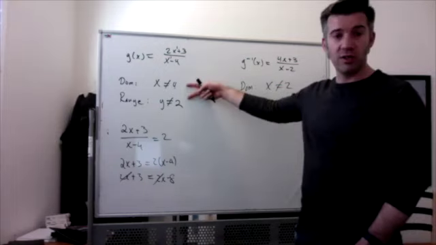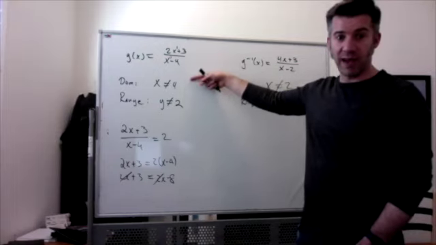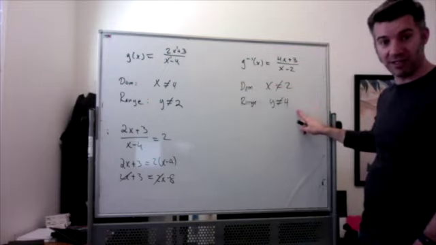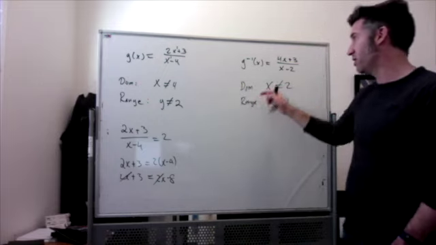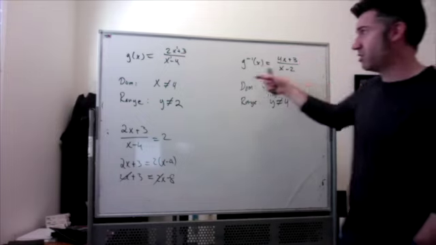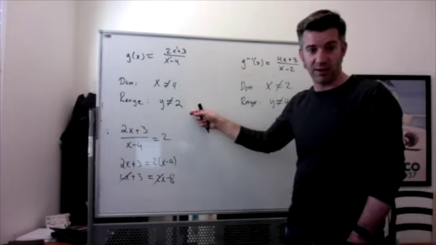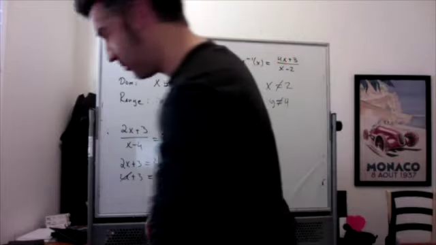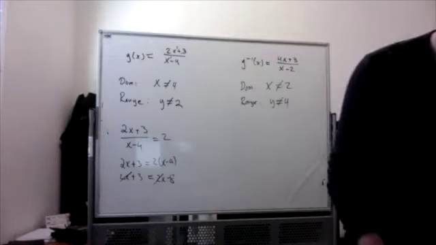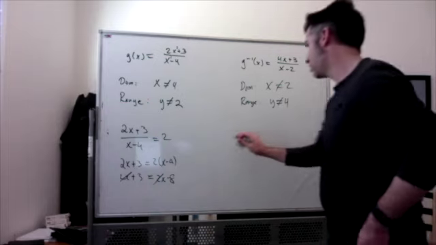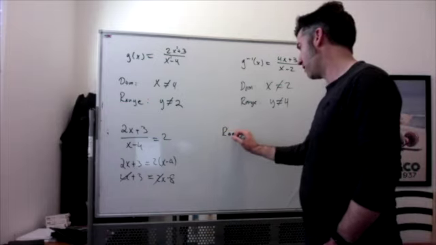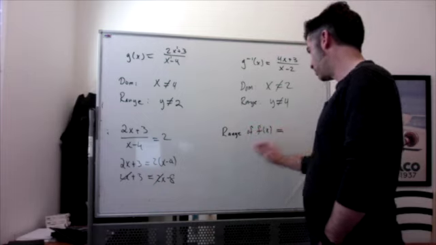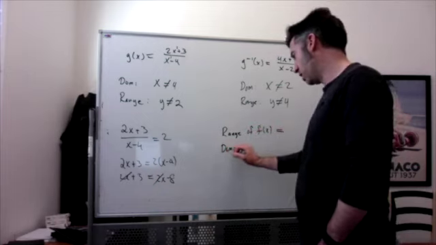So this function, g of x, the domain is everything except for 4. This function, g inverse, the range is everything except for 4. And vice versa. This function, the domain is everything but 2. This inverse function, the range is everything except for 2. So what I want to point out is that the range of a function is equal to the domain of its inverse.